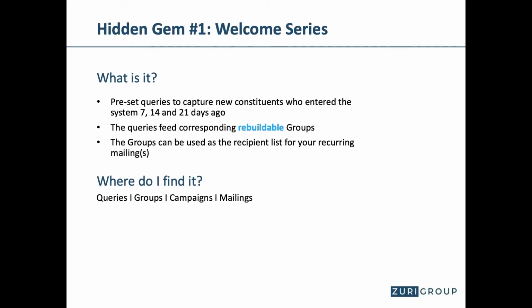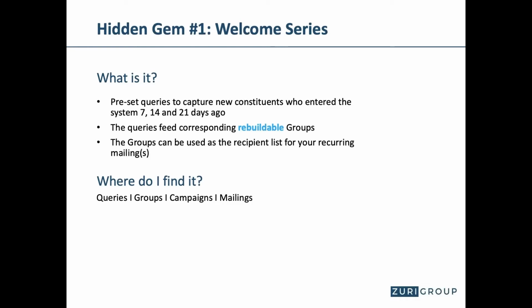The first hidden gem is the welcome series. So as soon as I start the conversation around Luminate Online to new organizations or people who are new to the system, I say, did you know you already have a welcome series in there? Blackbaud, in their initial implementation, will provide you with a 3-part series that allows you to schedule recurring mailings to go out to new constituents.